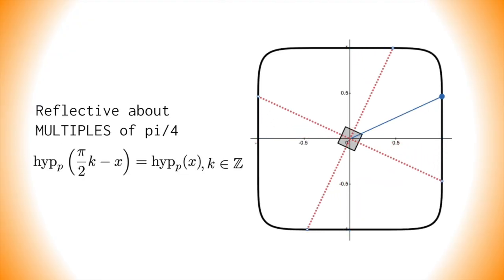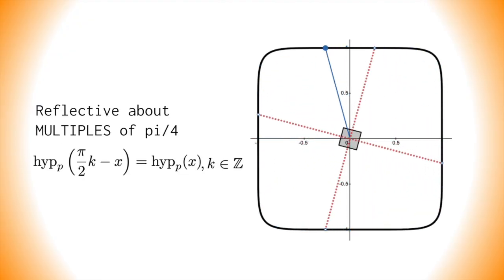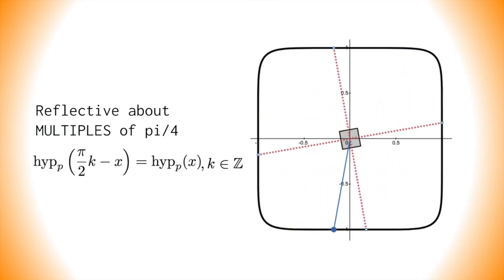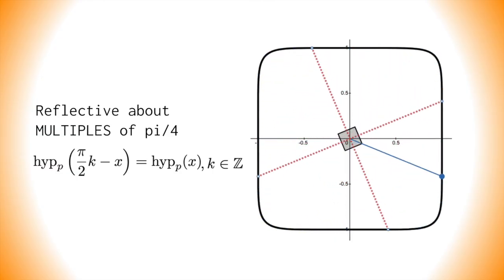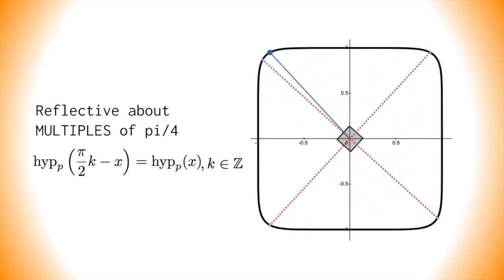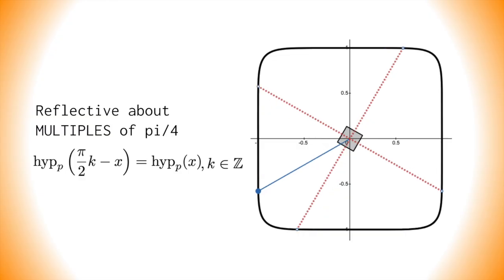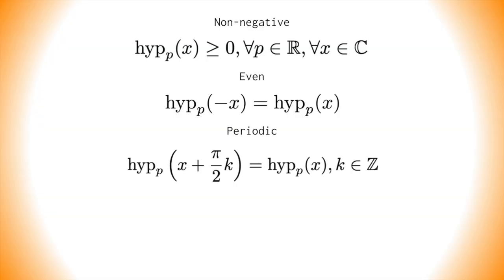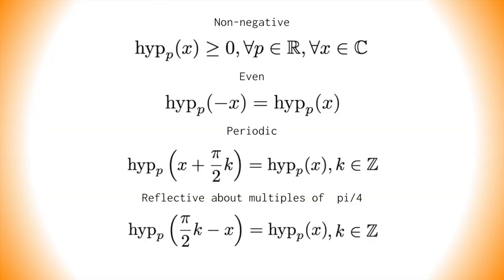Here's a full visualization of the stronger reflective identity. This identity truly takes advantage of the squircle symmetry. You can see that even though the blue and green are moving in opposite directions, they still have the same length. So to recap, we learned that the hypotenuse function is always positive, is even, is periodic for pi/2, and is the same when it's reflected across multiples of pi/4.